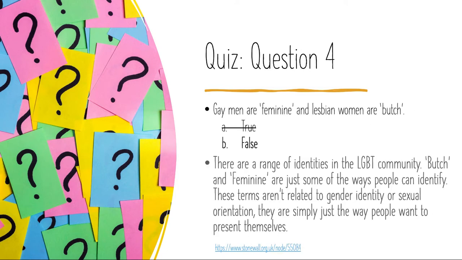Question 4. Gay men are feminine and lesbian women are butch. False. There are a range of identities in the LGBT community. Butch and feminine are just some of the ways that people can identify, but these terms aren't simply related to individual gender identities or sexual orientation. They are simply ways that some people may choose to present themselves.